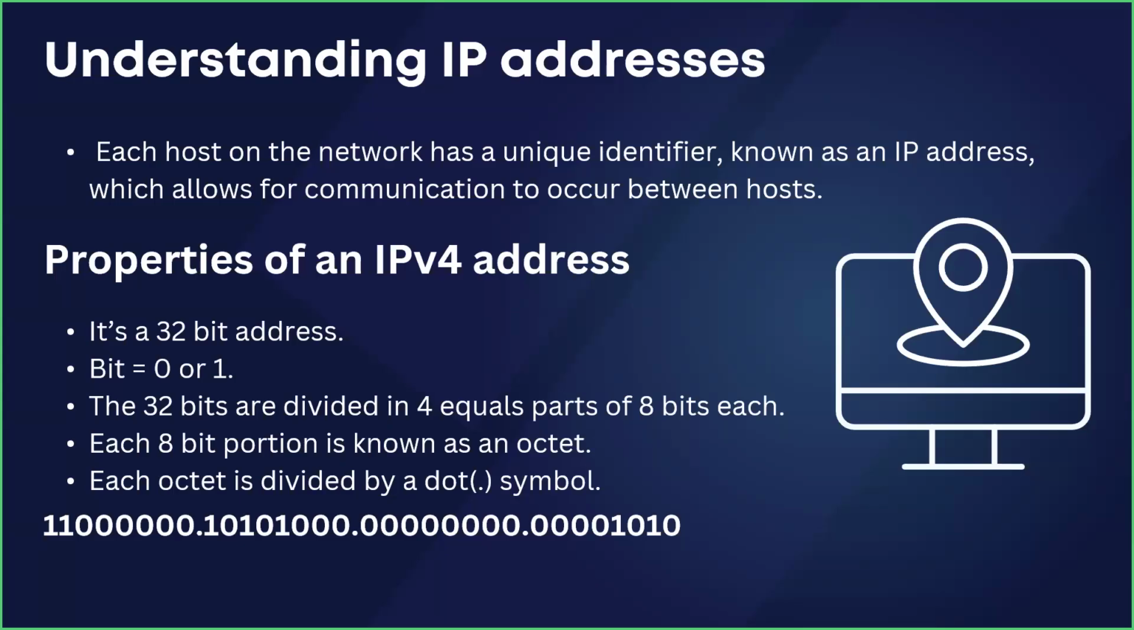So now I'm going to explain how you convert any binary number to a human-readable decimal number. So this number, 11000000, can actually be converted to 192.